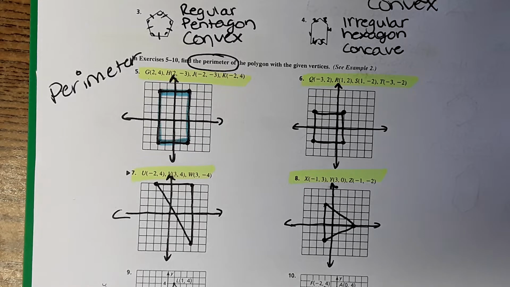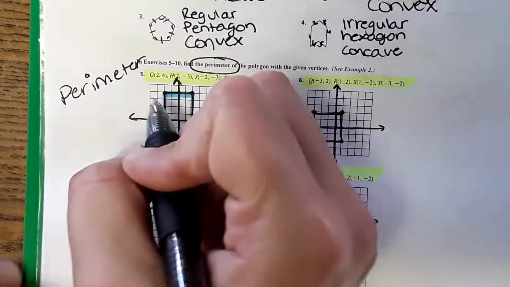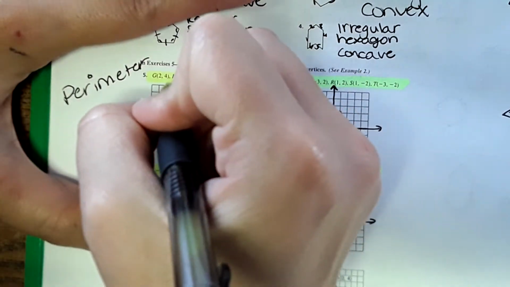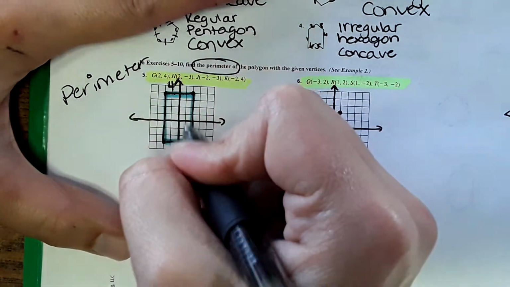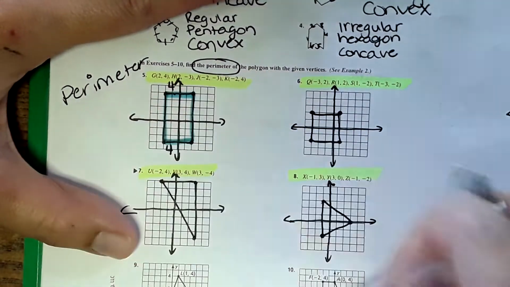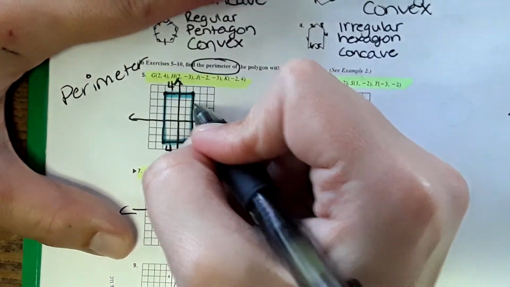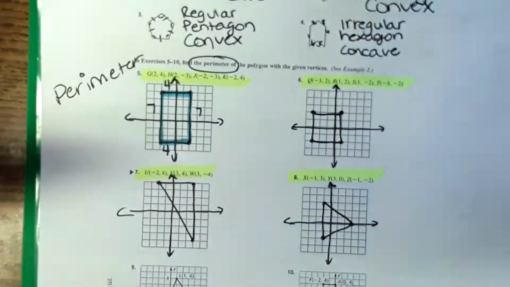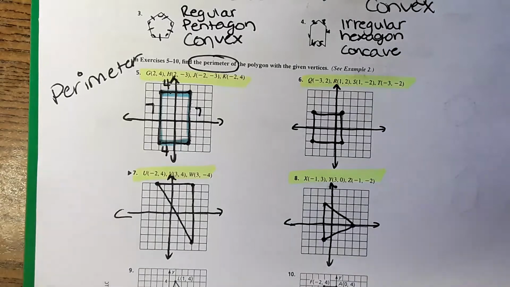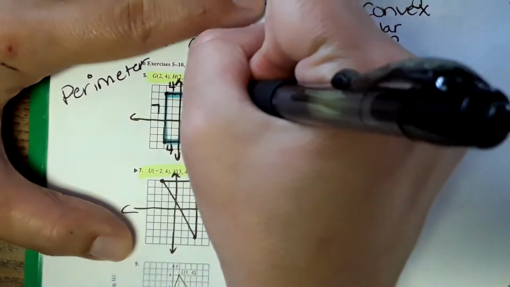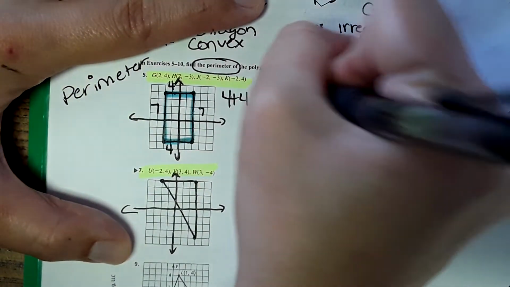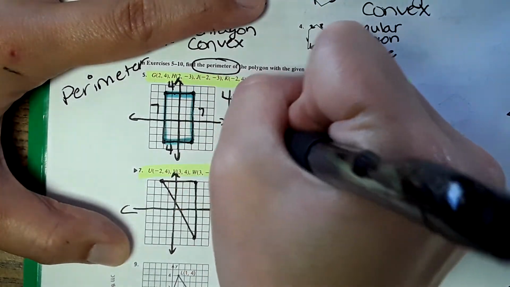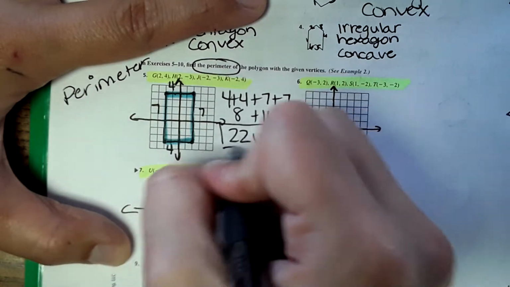What's nice is for a rectangle, you can just count the units. 1, 2, 3, 4. 4 units here. For a rectangle, the opposite sides are equal, so this will also be 4. 1, 2, 3, 4, 5, 6, 7. We get 7 here and 7 here. And then we'll add those sides up. 4 plus 4 plus 7 plus 7. And we get 22 units. That's the perimeter of that shape.